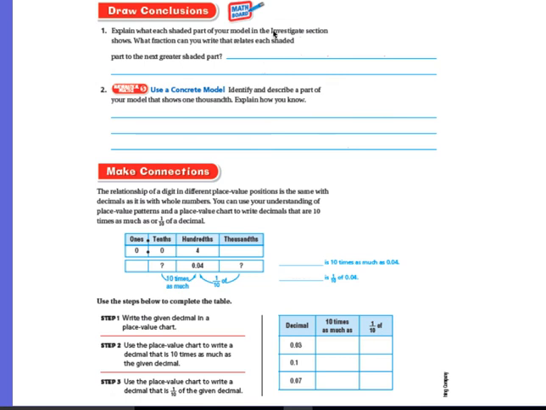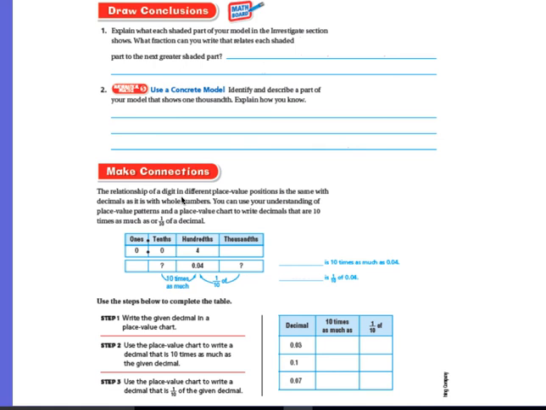Explain what each shaded part in your model in the investigation section shows. What fraction? So I want you to go back to your model and I want you to talk to your partner about how that is 1/10, 1/100th, and 1/1000th. All right, now that you've done that, let's move down to the relationship on a graph here.